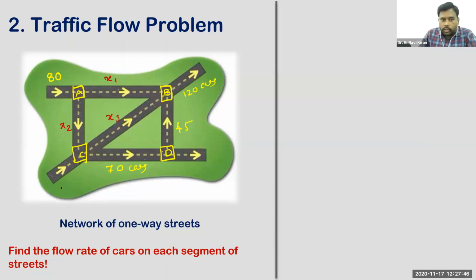X3 is the amount of cars which are traveling between C and B, right? Next, if I take this as some X4, X4 is the amount of cars which are moving towards junction C. And if I take this as some X5, X5 is the amount of cars which are exiting from junction D, right? So this is how you can consider the things.